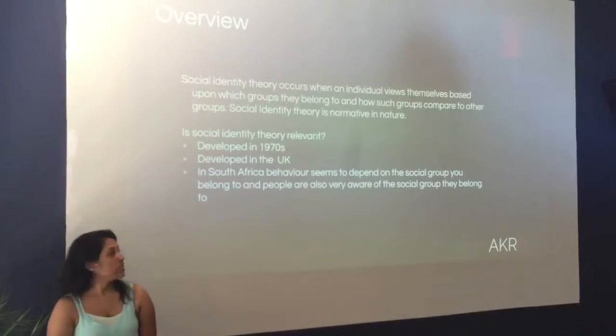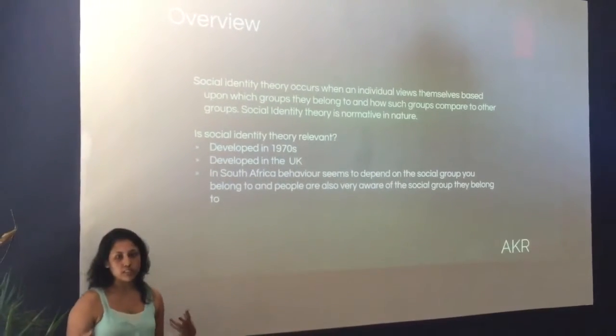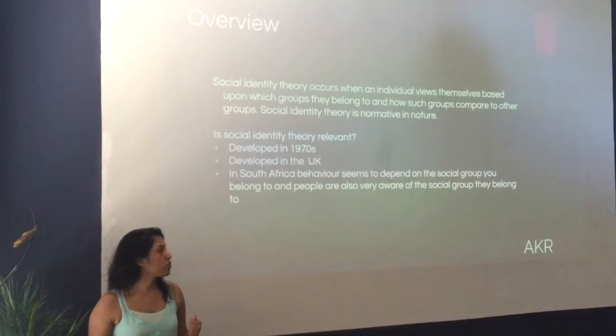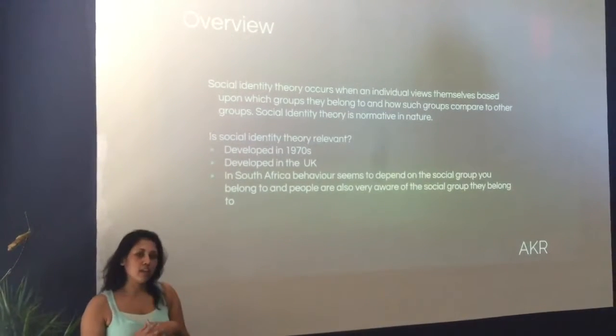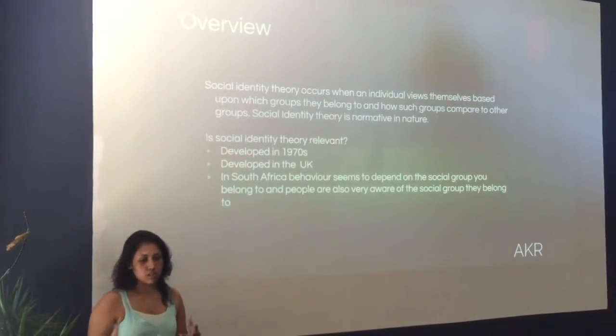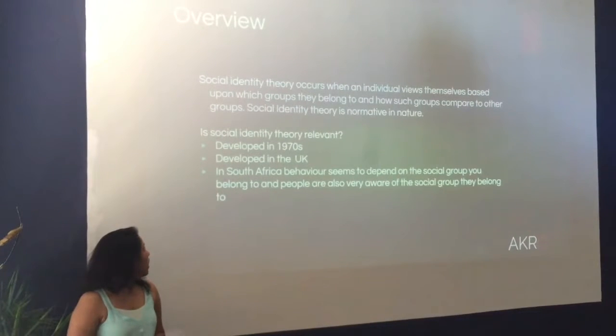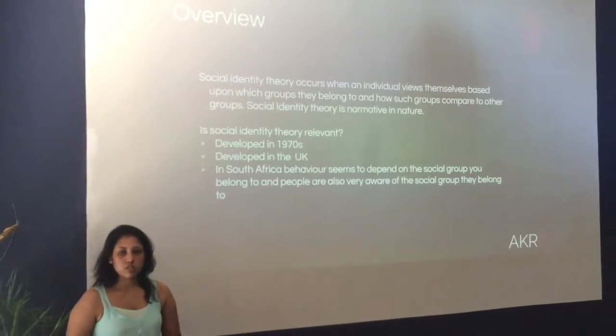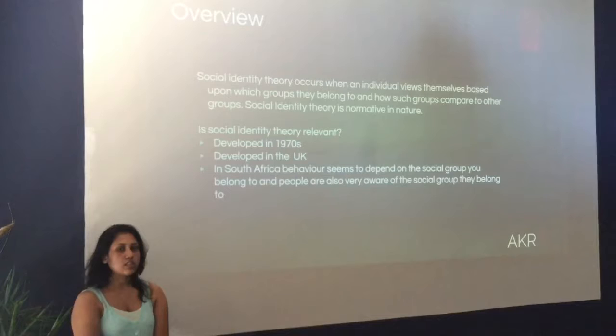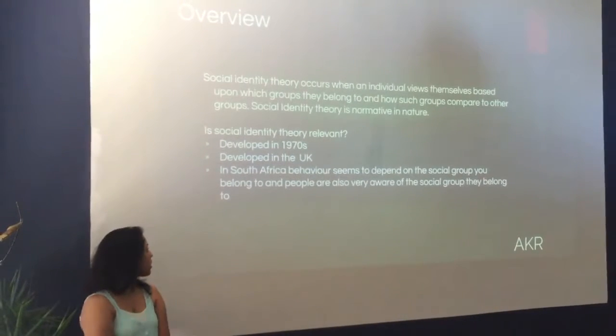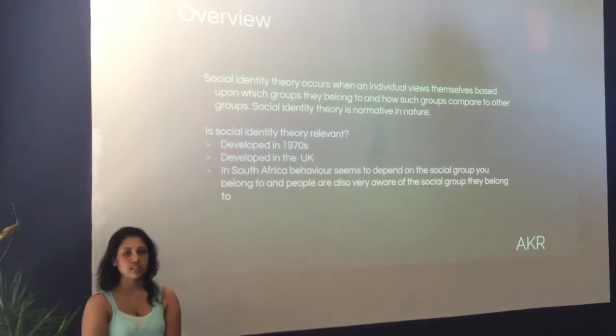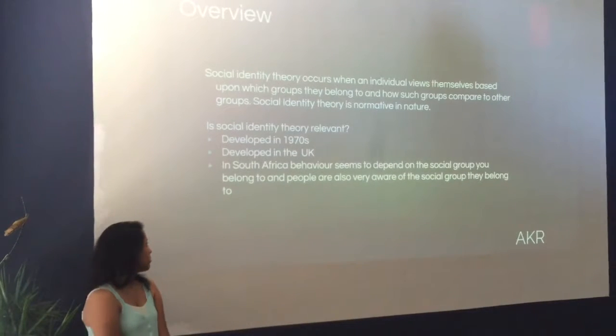Basically, in a nutshell, social identity theory occurs when an individual bases how they perceive themselves on the social group they belong to, and they compare their social groups to other social groups to determine which is the more salient of the two. An important question to think about is whether social identity theory is relevant in South Africa, because this theory was developed in the 1970s and it was also developed in the UK.